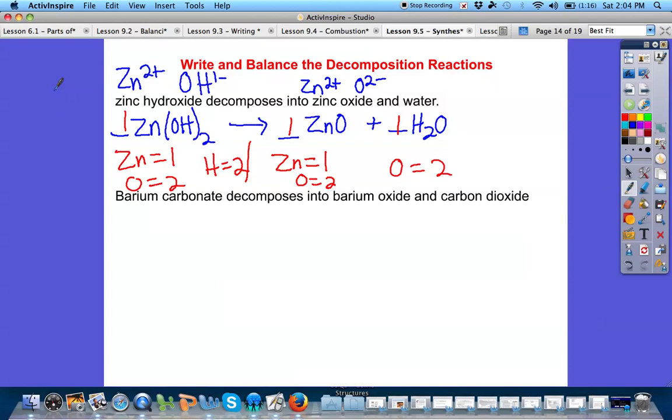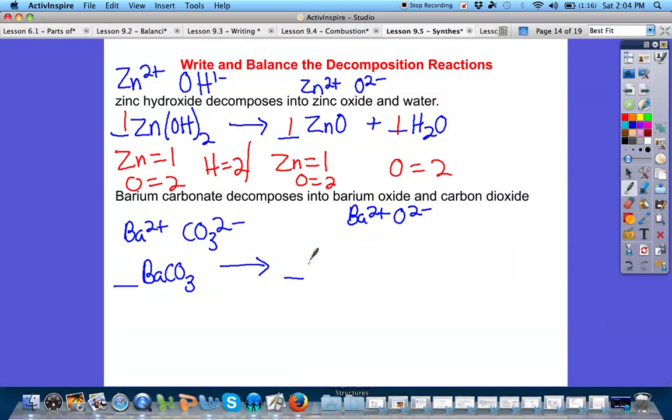And then in our last example, we have barium carbonate decomposing to form barium oxide and carbon dioxide. So barium is a 2+. Carbonate, the formula for that is CO3, and it's 2-. So our formula for barium carbonate is going to be BaCO3. Decomposing to form barium oxide. Barium is a 2+. Oxygen is a 2-. So again, we need 1 and 1, BaO. And then carbon dioxide, our formula for that is CO2.